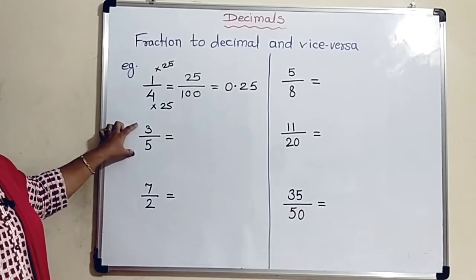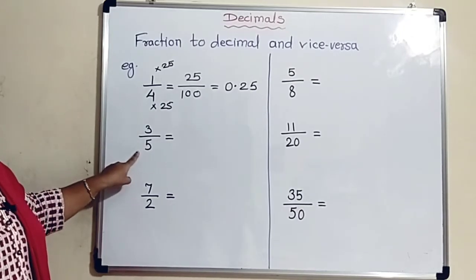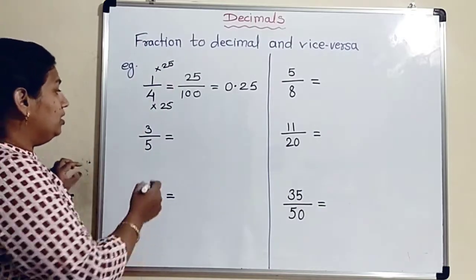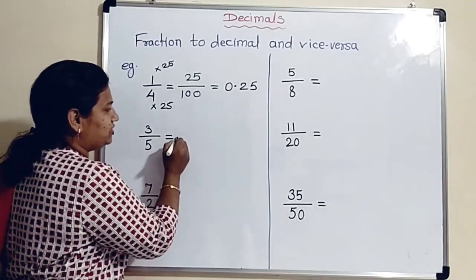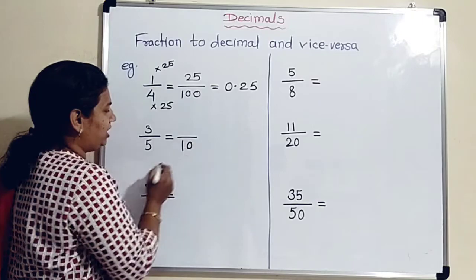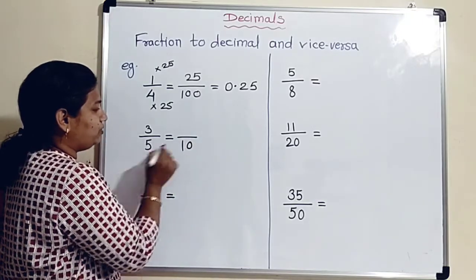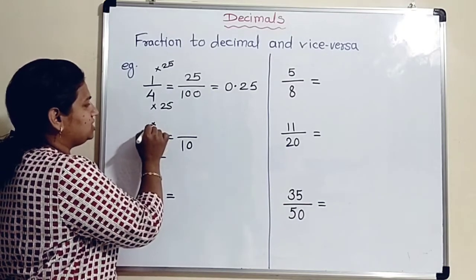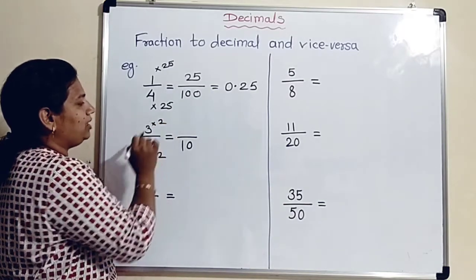Same way here, you just have to find whether 5 is a factor of 10, 100, 1000 or so on. So I know that 5 is a factor of 10, right? How can I convert 5 to 10? By multiplying with 2. So same way, just multiply this 3 also by 2.